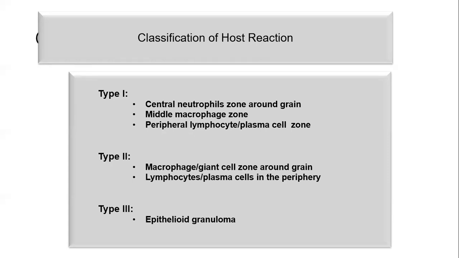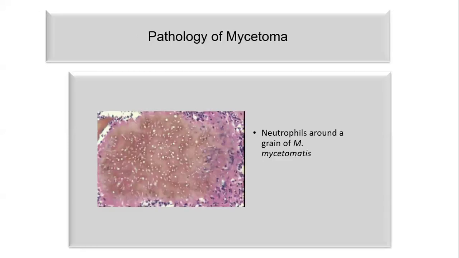So this can be explained in that initially there is a local host response, which is usually a nonspecific inflammatory response, and neutrophil chemotaxis occurs. Then it becomes more organized. The macrophages migrate to the site of infection, and their microbicidal activities are then enhanced by interferon gamma and TNF. Now type three, which is like the delayed type of hypersensitivity, you have this epithelioid granuloma, and I will show you photos soon. So this is neutrophils. This is the grain, which is brownish in color. And like I said, this zone adjacent to the grain is composed of neutrophils. So you would characterize this as a type 1 reaction.